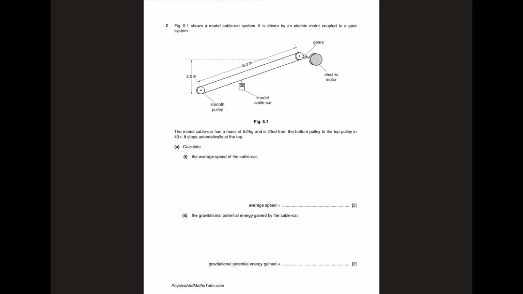Calculate the average speed of the car. Okay, so to calculate the average speed of the car, we have to use speed equals distance over time. So we write down the formula first: speed equals distance over time. The distance is 6.0. The time is 40. So 6 divided by 40, and then you get 0.15 meter per second. So that's the average speed.